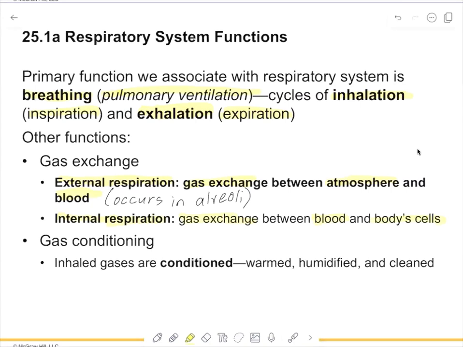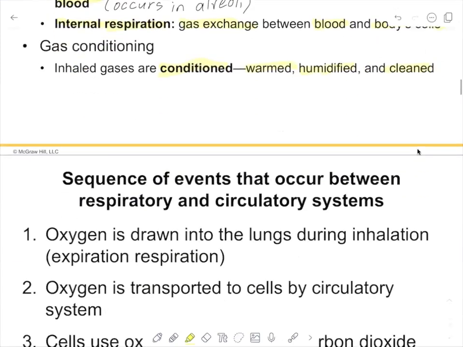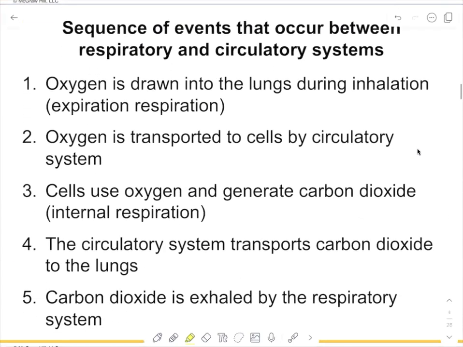So before the gas starts to travel or be conducted eventually to the alveoli, gas conditioning happens, and conditioning means that gas will be warmed, humidified, as well as cleansed. And one of the roles of the nasal cavity is this gas conditioning. So the sequences and events that occur between the respiratory and circulatory systems are what we just talked about first.